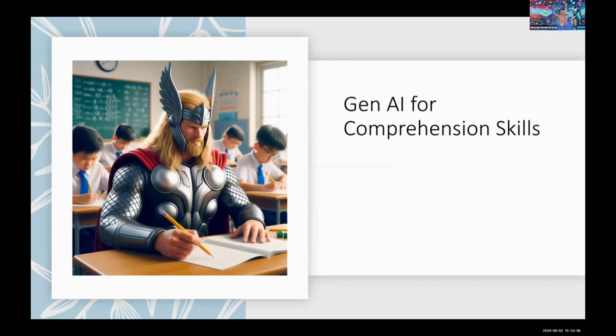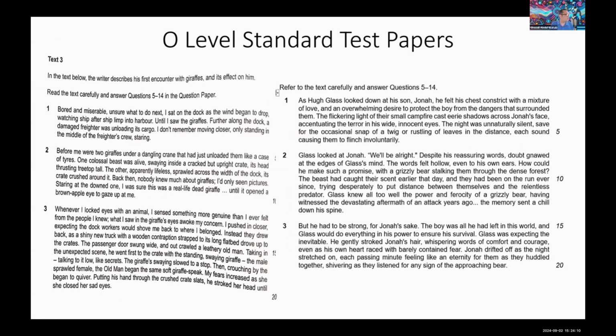Let's do another Turing test. Which of these are from the O-level text? The one on the left or the one on the right? Which one is an O-level text and which one is generated by ChatGPT? Okay, only 10 seconds. If you can't tell, good, because now we use ChatGPT to mimic the O-level text.